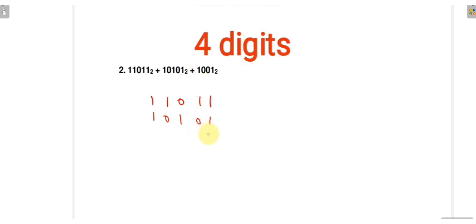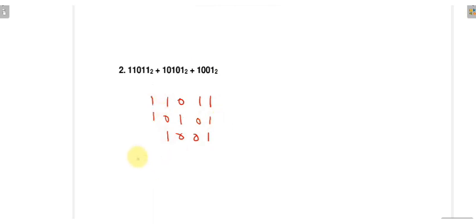Okay, so let's work this out. I'll start with 11011. I have 5 digits, 1, 2, 3, 4, 5. Then I have 10101, and then there are 4 numbers, so I'll start from this side and write 1, 0, 0, 1. So you see they follow the place value, all in base 2. So let's add this together.